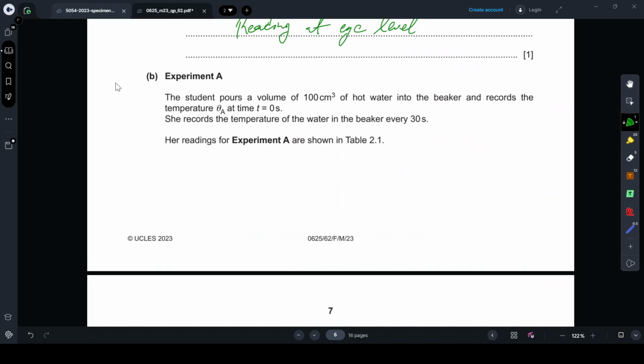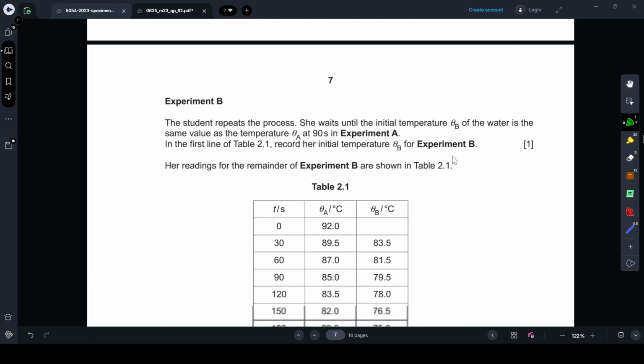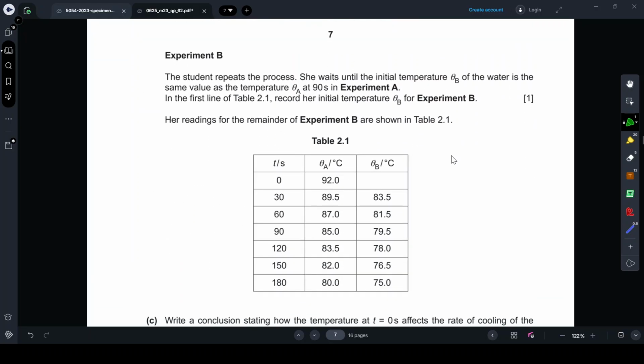Experiment A. The student pours a volume of 100 cm cube of hot water into the beaker and records the temperature theta A at time 0. She records the temperature of the water in the beaker every 30 seconds. Her readings for experiment A are shown in the table. Okay, Experiment B. The student repeats the process. She waits until the initial temperature theta B of the water is the same value as the temperature theta A at 90 seconds in experiment A.